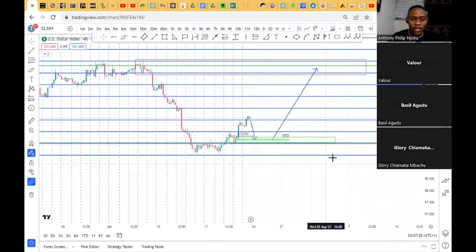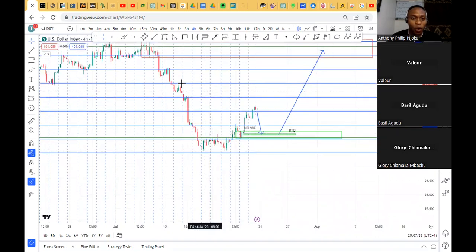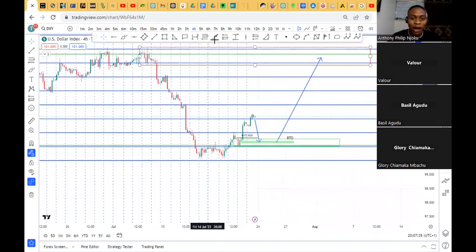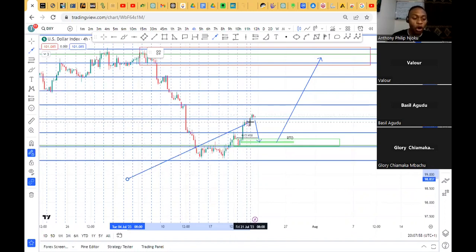And if you have seen for some time, DXY was on a downtrend, a massive downtrend. From this point, DXY was on a downtrend, but we are seeing a change of structure from downtrend now to uptrend. It had a little bit of consolidation here, and you can see this looks like a double bottom strategy for a buy setup.